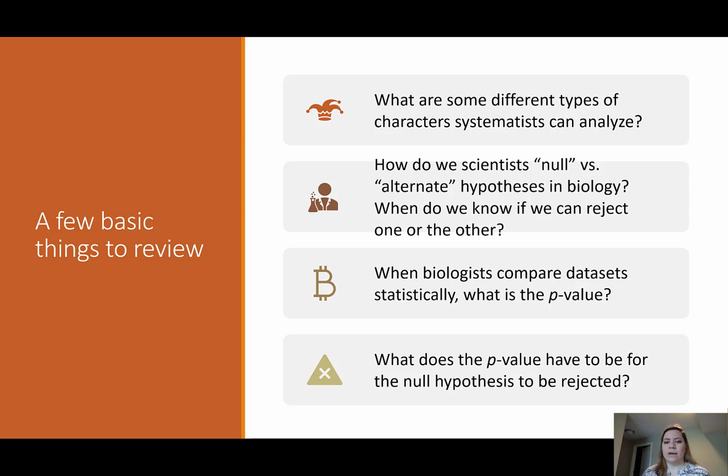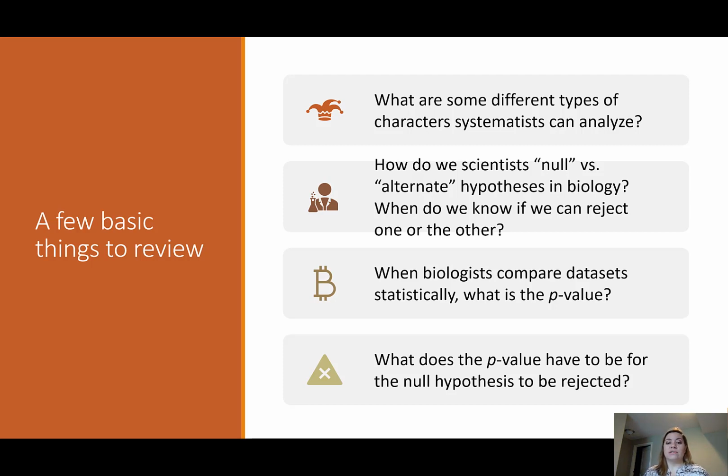Also, think about how scientists coin or think about null versus alternate hypotheses. What is a null hypothesis? What is an alternate hypothesis? And how do we know if we can reject one or the other? So we're not going to go into too much detail here, but I do want you all to remember that whenever you do any kind of comparison between data sets, and you can think of this in any kind of biological context, including phylogenetics, you're going to end up rejecting one or the other.